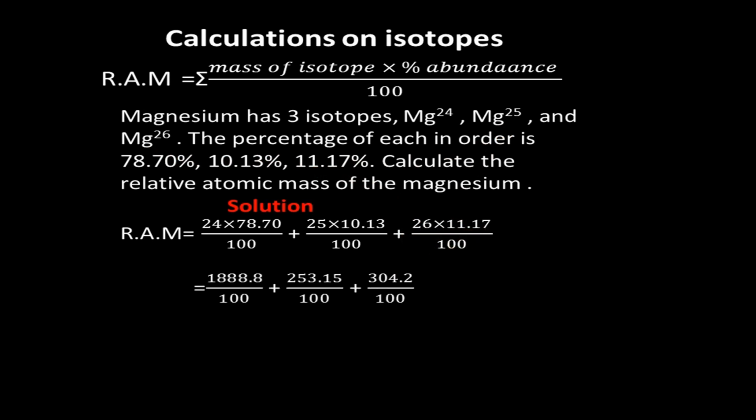Now let's add up. This gives us 1888.8 over 100 for the first one plus 253.15 over 100 plus 304.2 over 100. So adding up, we have 2446.15 over 100. So divide, we have 24.46 gram per mole. So the relative atomic mass of magnesium is 24.46 gram per mole.